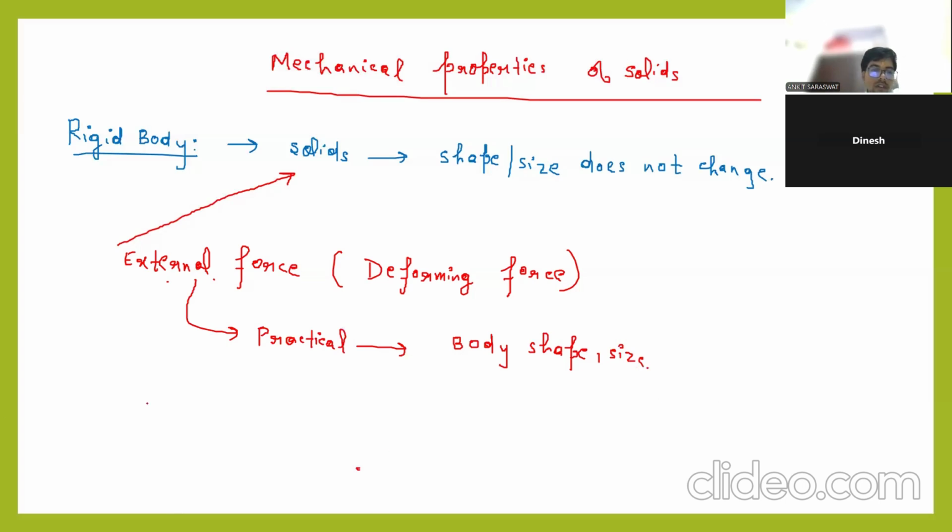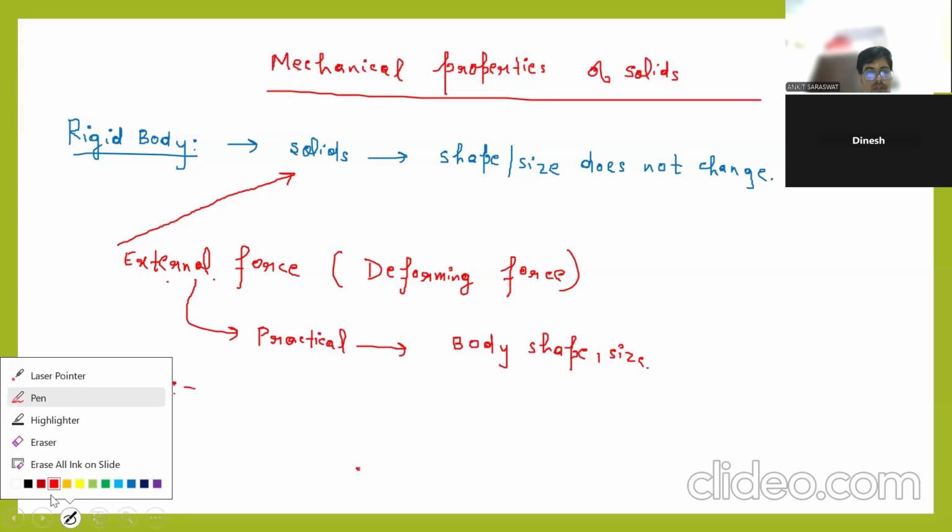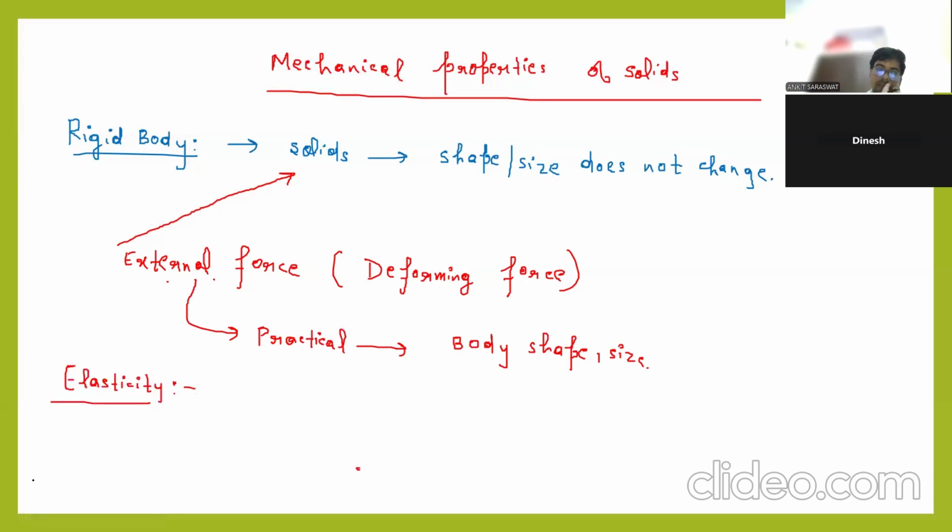Clear? Now write down the next. What do you mean by elasticity? Elasticity means, like you have a rubber band. If you elongate a rubber band, it comes back to its initial position. That is elastic behavior. If you stretch a rubber band and remove the deforming force, it comes back to its initial position. Clear? That is known as elasticity.